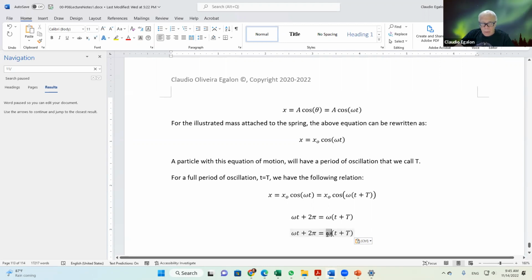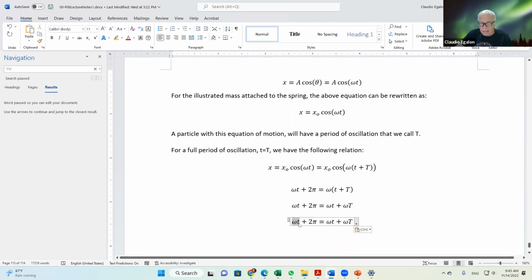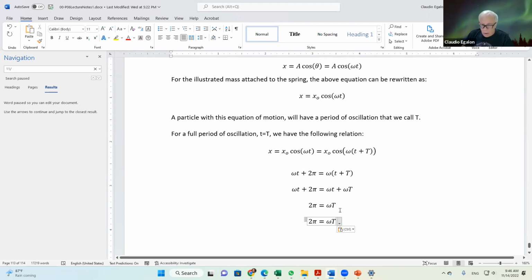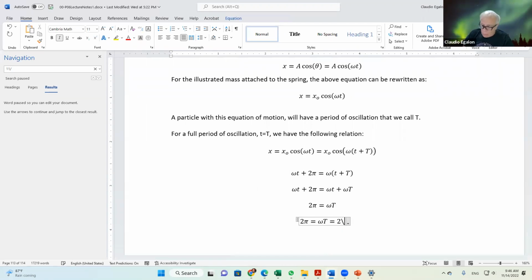I'm going to expand this term. Okay, omega t on the left side is going to cancel out with omega t on the other side, right? And look what we get. We get that capital T, or the period of oscillation, is going to be equal to 2 pi divided by omega. Here you go.